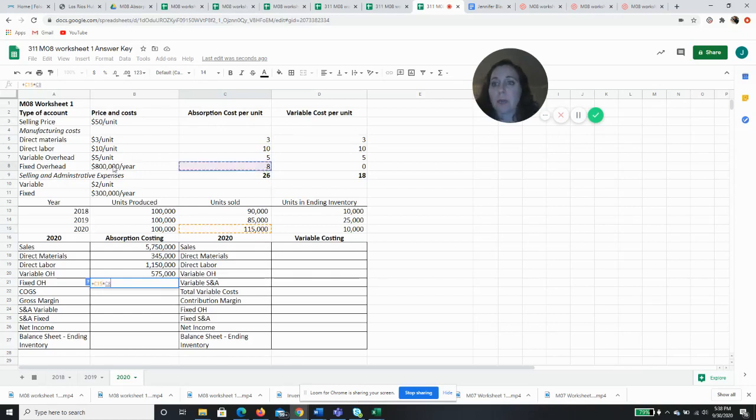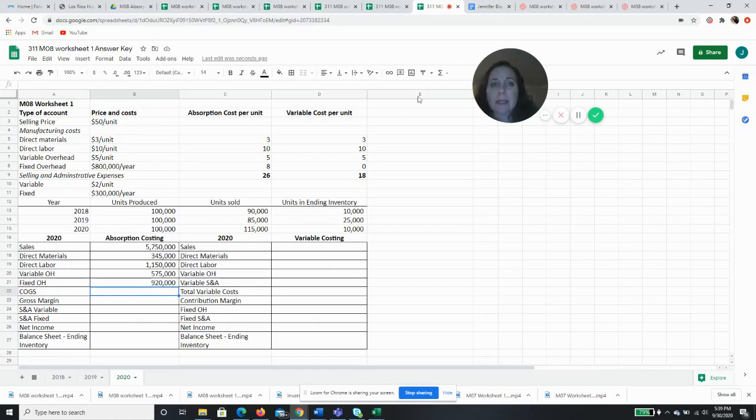Our fixed overhead is the number of units we sold, 115,000, times our fixed overhead cost per unit, which is $8. As a reminder, we got that by taking our total fixed overhead and dividing it by the number of units produced. But when we put it down here in our income statement, we use the number of units sold, and we get $920,000. We do that because the income statement is all about what we sold, right? It doesn't care what we left behind on the balance sheet. The income statement is very egocentric, and it really doesn't care about all those other statements at all.